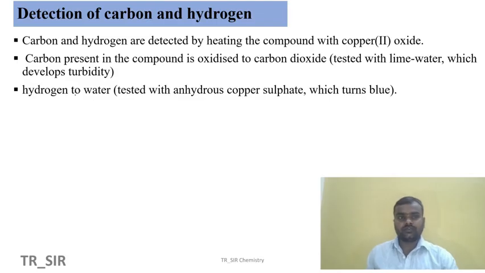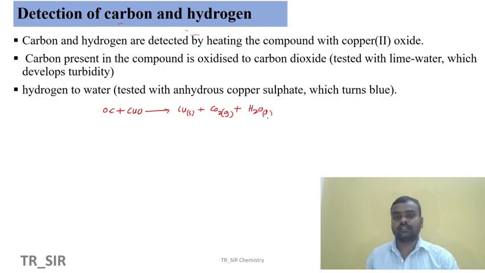Now, the first one: detection of carbon and hydrogen. What generally happens in this case? It's a simple method, step by step. Suppose we have taken an organic compound. We will treat this organic compound with cupric oxide. It will convert into solid copper, and if carbon is available, carbon dioxide gas will be formed. If hydrogen is available, water will be formed.